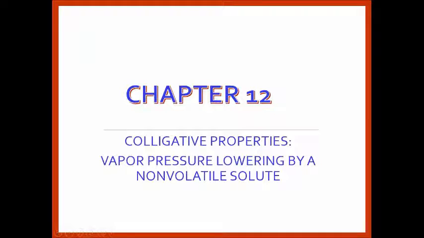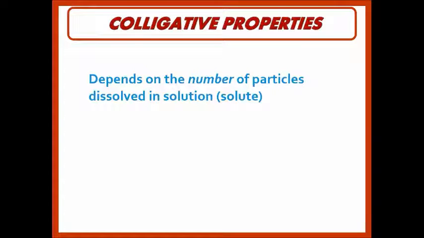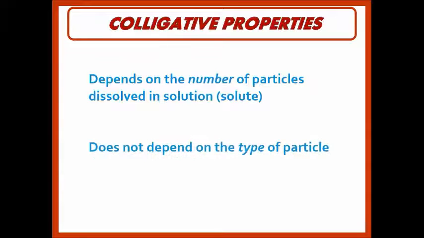In this video, we're going to discuss one of the colligative properties, vapor pressure lowering, specifically for a non-volatile solute. Colligative properties depend on the number of the solute particles dissolved in solution, not the type of solute particle dissolved. In other words, these properties are dependent on the concentration, but not the identity of the solute.